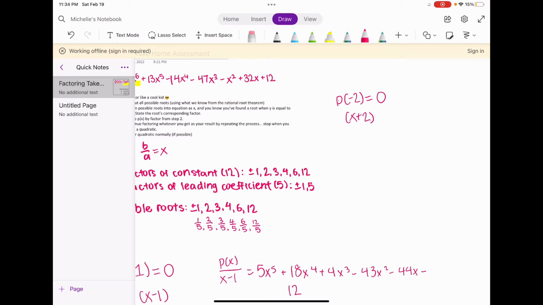Now we have to divide this equation by x plus 2. We get 5x to the 4th power plus 8x cubed minus 12x squared minus 19x minus 6. We have to continue factoring because we're not yet at a quadratic.